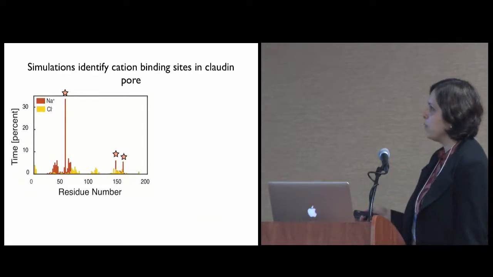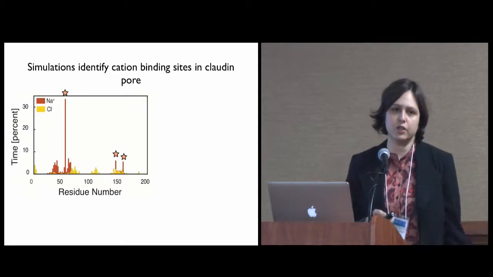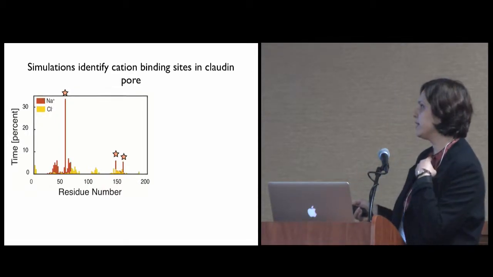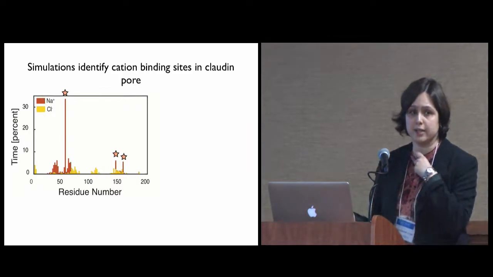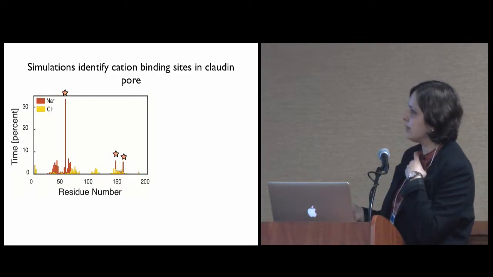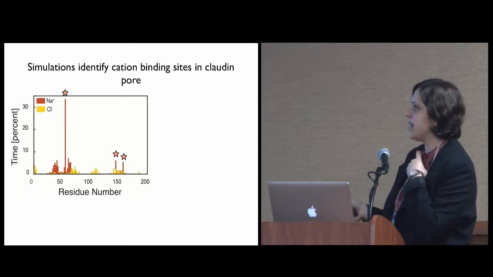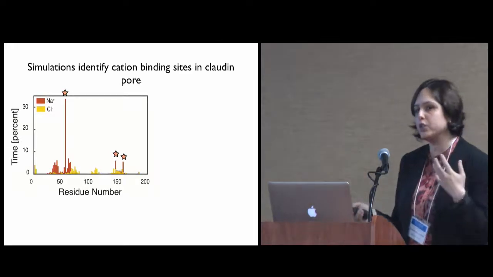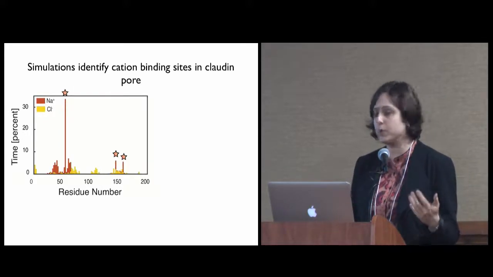But what we did next was that we looked at the trajectory of the ions, and we wanted to know why these pores are cation selective. We looked at the residues that interact with the ions that go through. So here we looked at the interaction time. As the ions pass through the pore, they might interact with the protein, and we looked at how much time they spend near each protein residue.